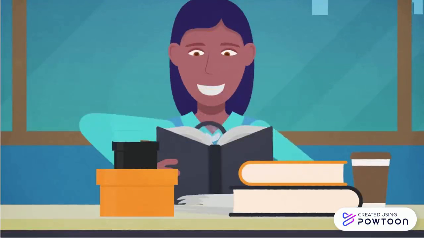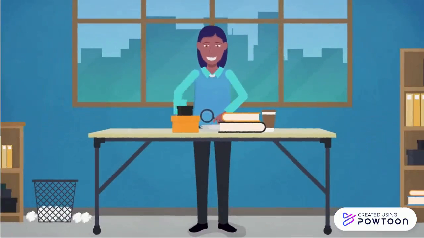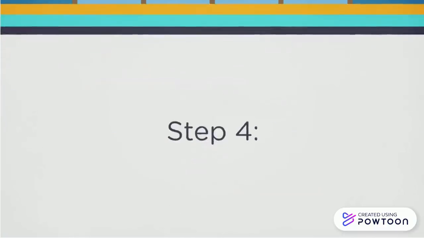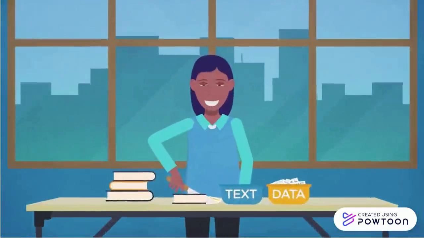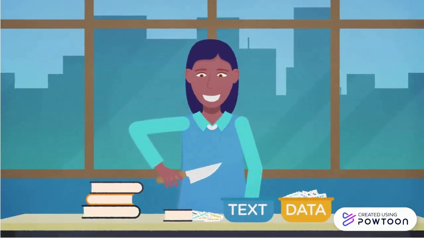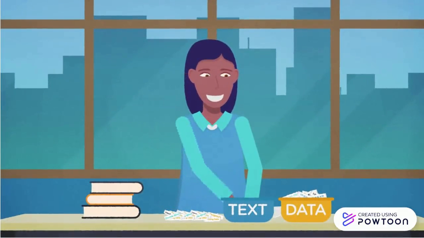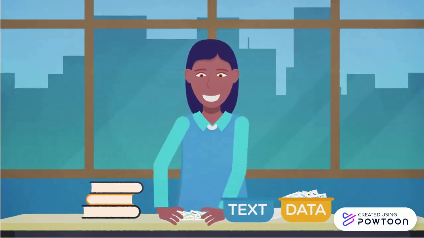Screen your studies. In this step, you take a careful look at what you have gathered, removing evidence that doesn't answer your question or has research methods you want to avoid. Once you have separated out all the evidence, it's time for step 4. Extract the data. Take the evidence that's left and pull out the information that will help you answer your question.